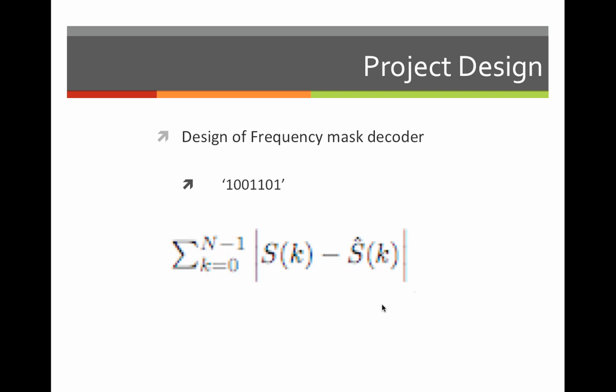Design of the frequency mask decoder. The first signal and the modified signal will be read in to find both the magnitudes of their DFTs. The magnitudes of both signals are compared using error estimation or feature extraction with the equation that you can see right here. So this is SK original minus SK altered.